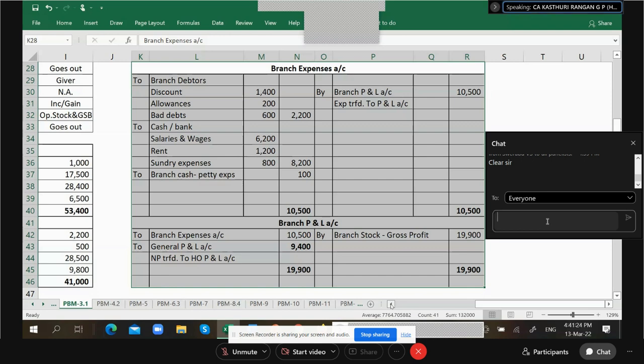But as far as exams are concerned, you have to follow the method which they ask you to do. Which method will normally come in the exam? Stock and debtors method. That is why I thought I should spend some more time for you to understand this.